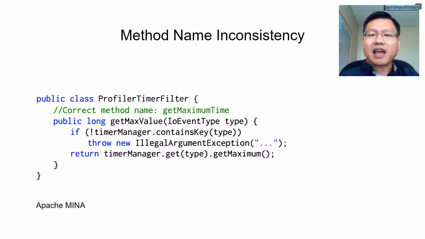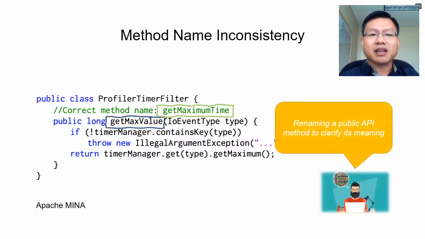However, I would like to report an issue that we call method name inconsistency, where the name of the method does not reflect well the functionality of the method itself. For example, this is the Apache Mina project, in the profiler timer filter class. There's a method called getMaxValue. Because the name was so confusing, later developers of Apache renamed it to getMaximumTime to better reflect the functionality.